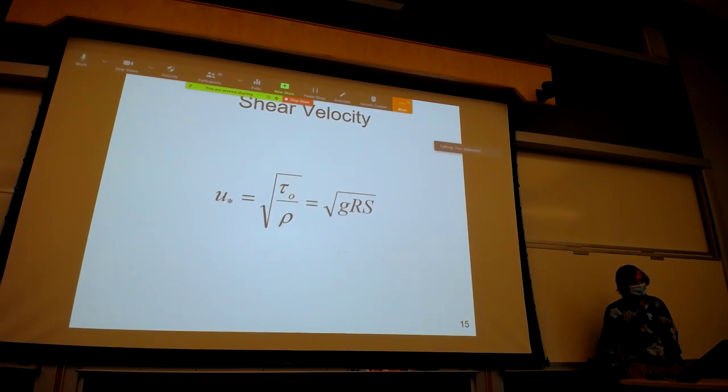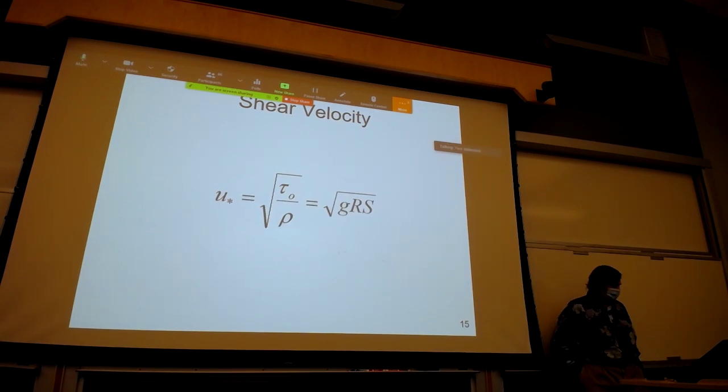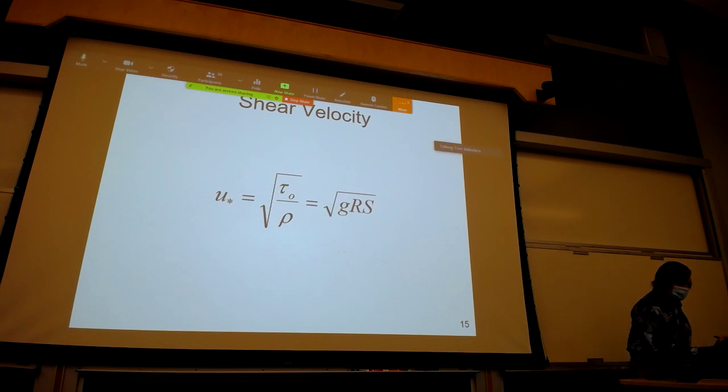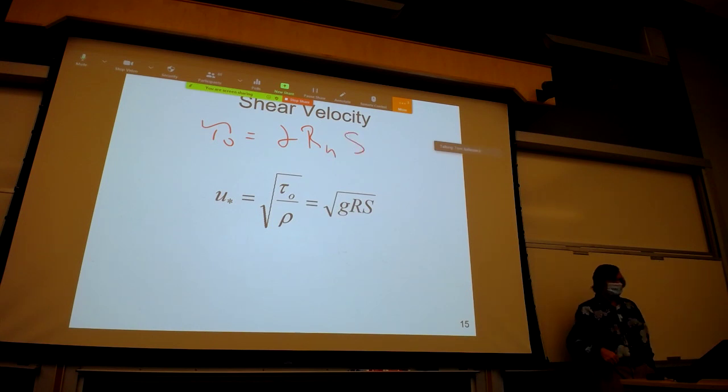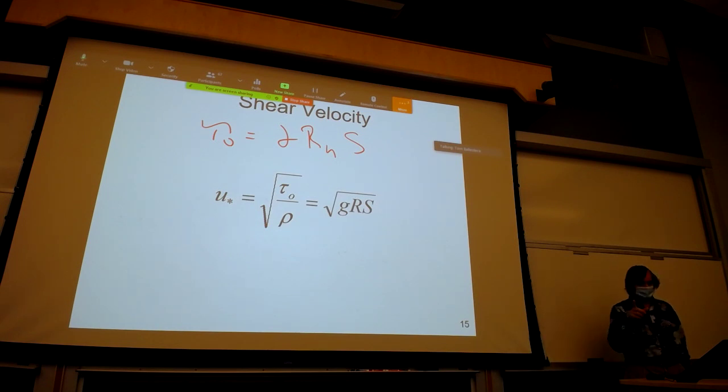So again, if we look at the shear velocity and the fact that in a previous slide we developed that the shear stress on the bed is the specific weight of the fluid times the hydraulic radius times the slope, if we divide gamma by rho, you get the acceleration of gravity. Remember, gamma is equal to rho g. So again, that's another way of calculating the shear velocity. And you'll see this mentioned in your textbook readings.